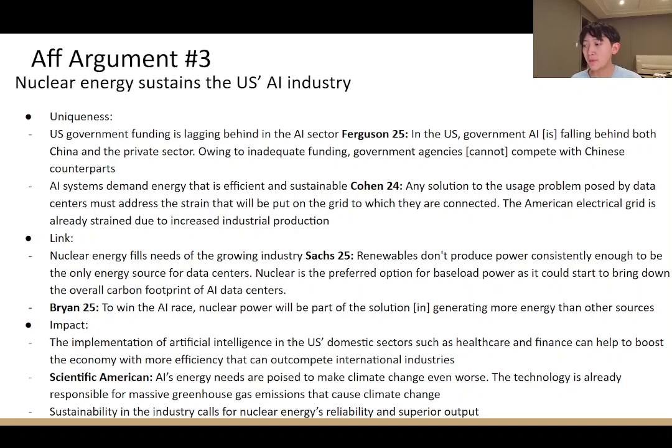The impact is that the implementation of AI in the US's domestic sector, such as healthcare and finance, can help to boost the economy with more efficiency that can outcompete international industries. And according to Scientific American, AI's energy needs are poised to make climate change even worse. The technology is already responsible for massive greenhouse gas emissions that cause climate change. So, as the AI industry grows, it has a larger carbon footprint, right? Because it requires more energy to develop, and it also requires more water to cool down these systems.